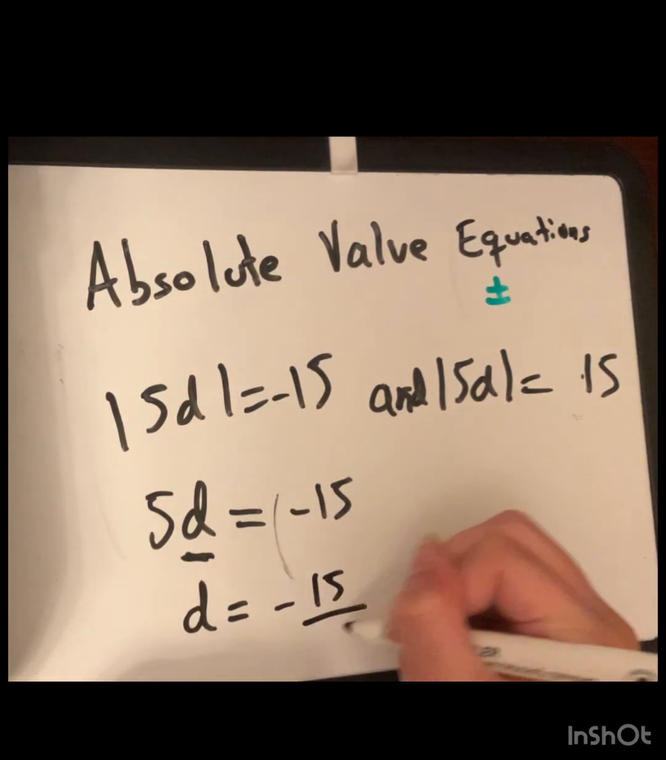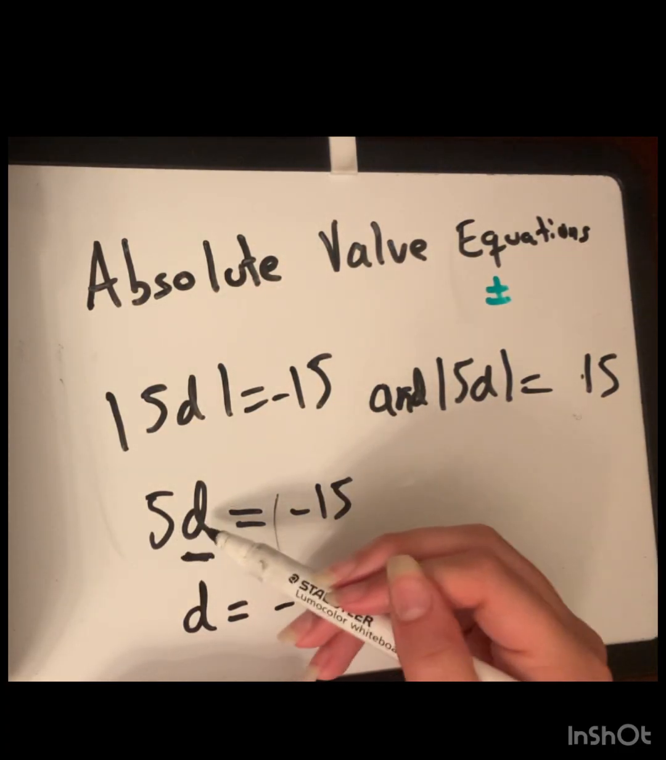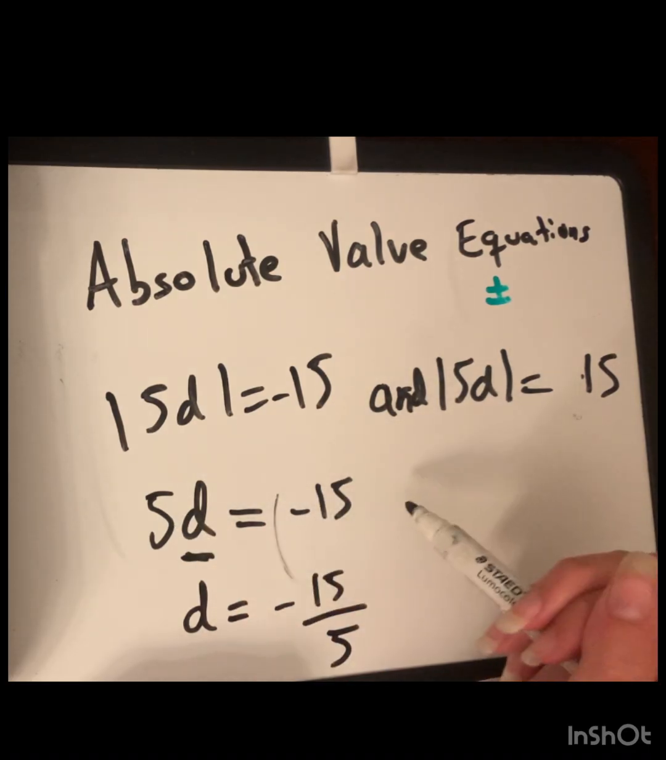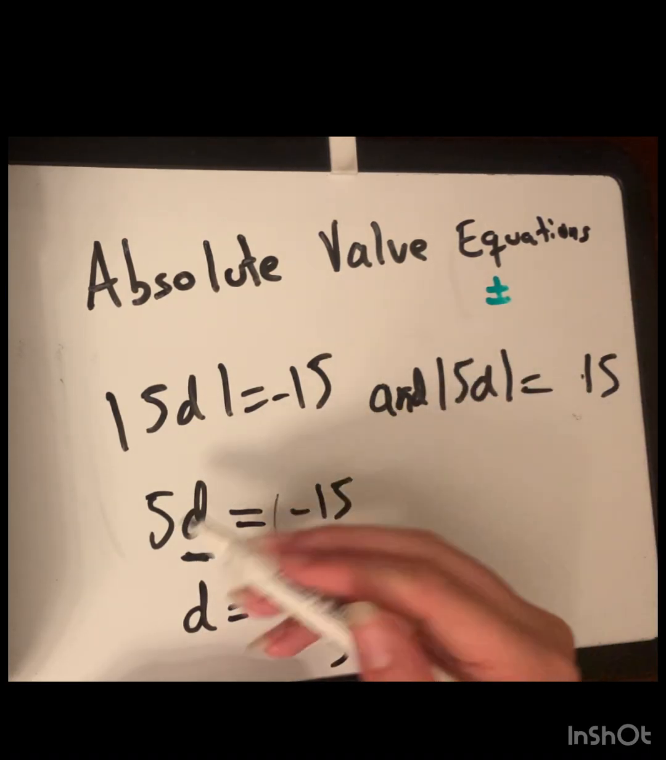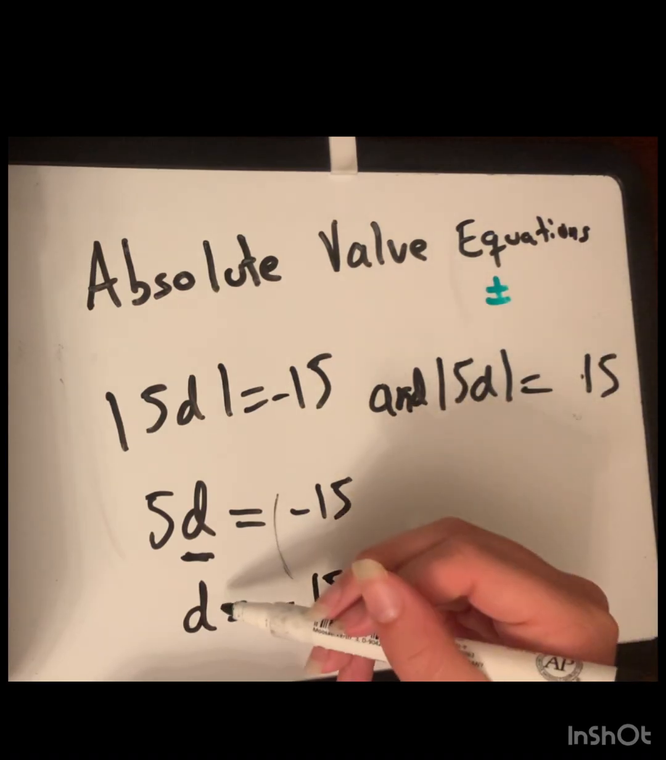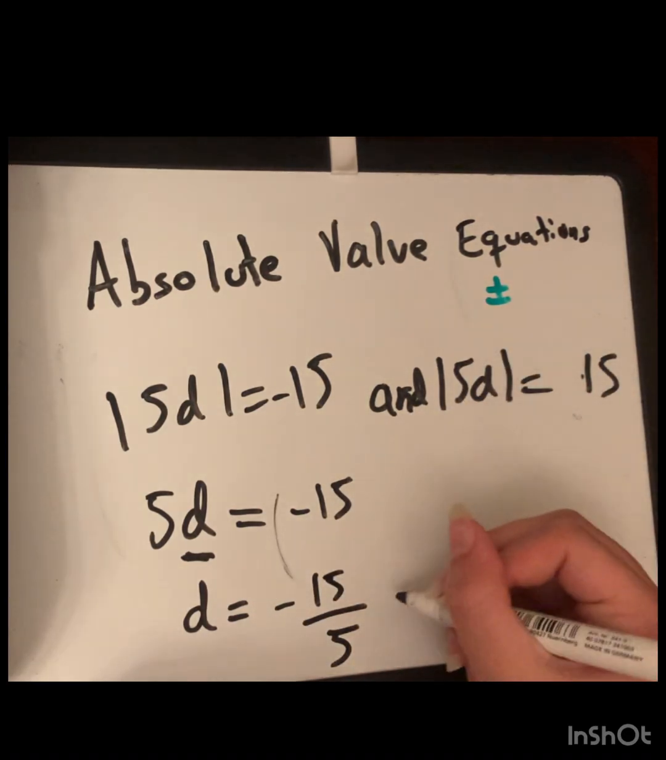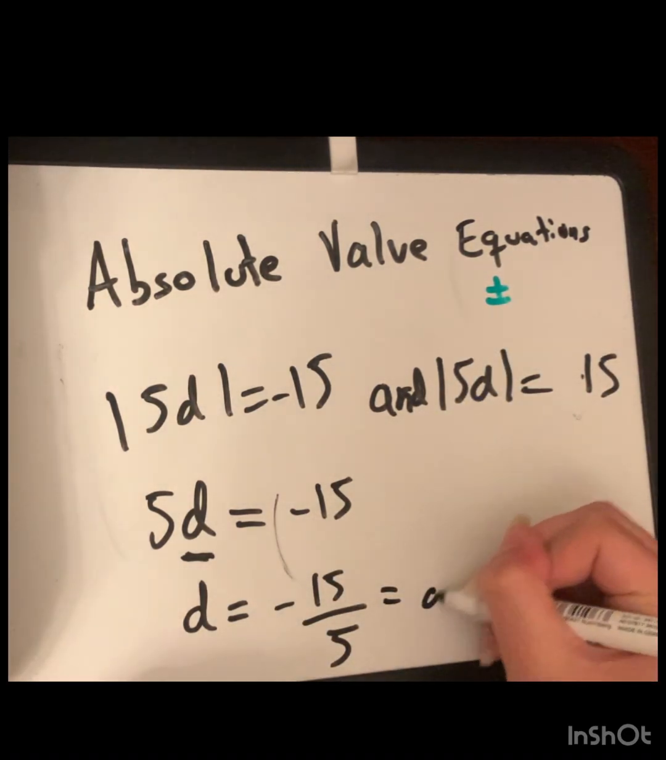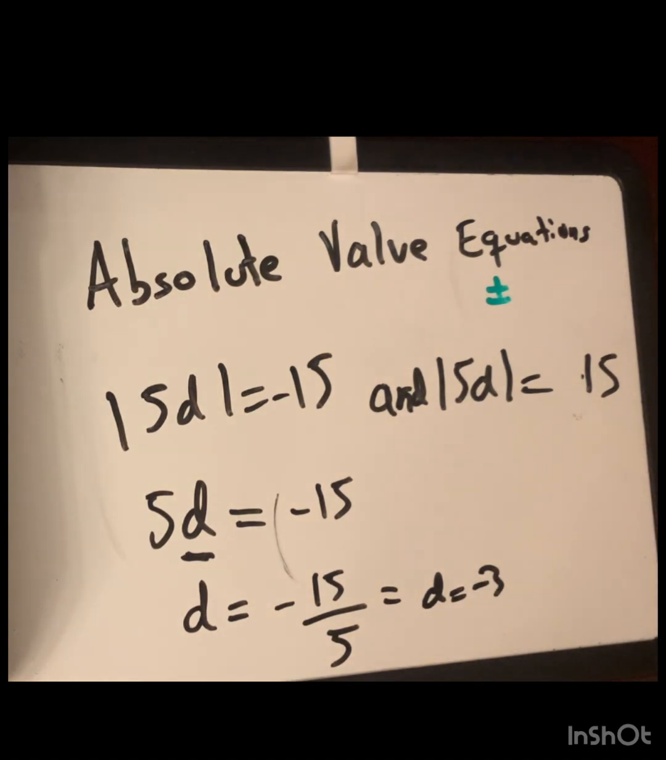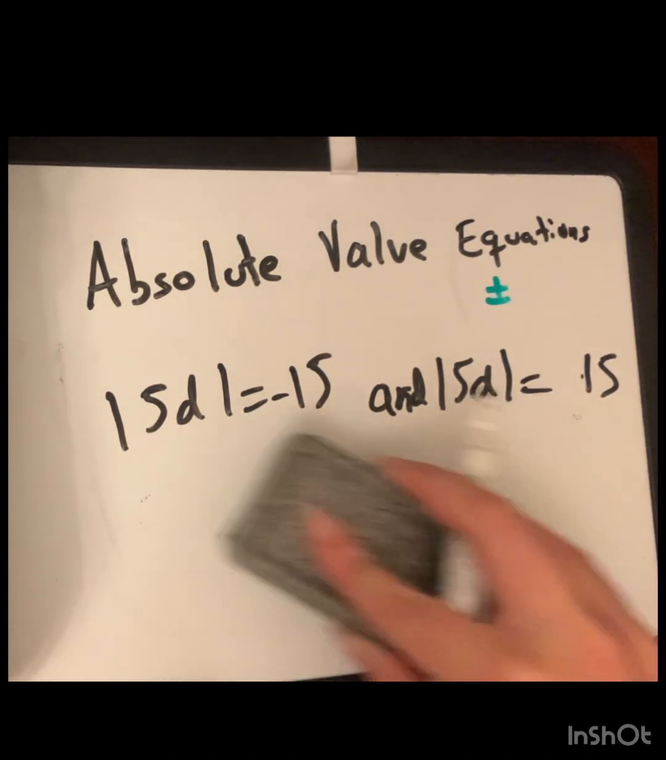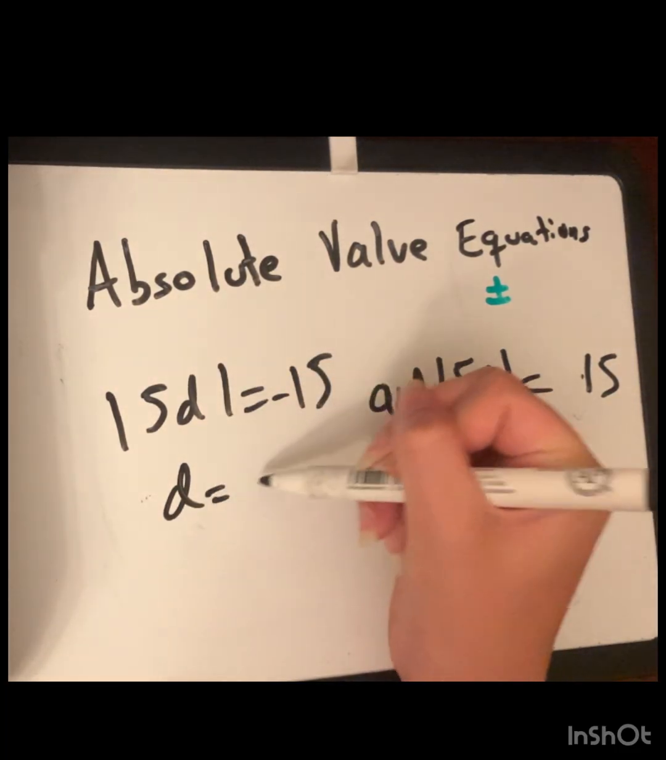I do it like this because it's just mental. 5 is multiplying by d, so you move it dividing, because multiplying, the inverse is dividing. So d equals -15 over 5, which equals -3. So now we have one value. We're going to put it here. D equals -3.